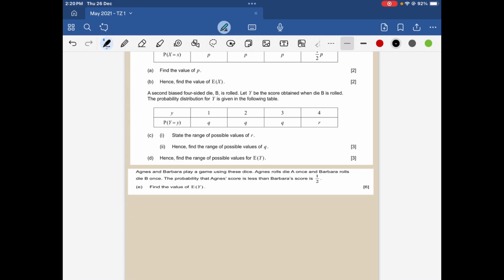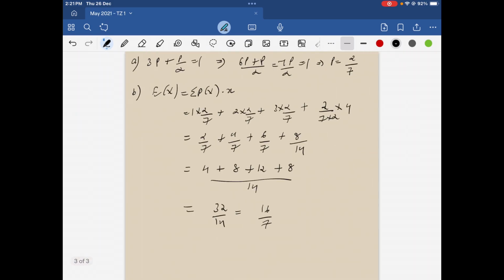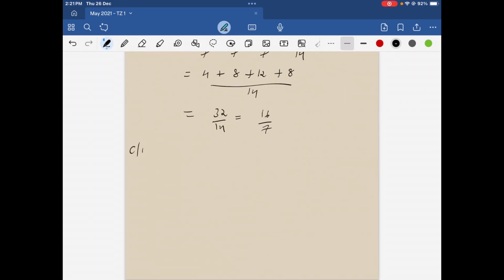Now see, the total probability, as we know, is always 1. So if Q is 0, then R will be 1, and if Q is any other value, then R can be equal to either 0 or, at most, 1. The maximum value of R will be 1, minimum value of R will be 0. So the range of R will be from 0 less than or equal to R less than or equal to 1, depending on what the values of Q are.